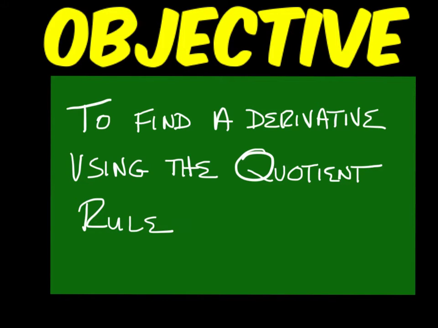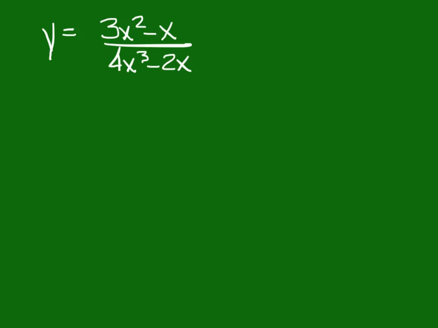To find a derivative using the quotient rule. Example number 1. You have 3x to the second minus x over 4x to the third minus 2x. To find the derivative, you're going to start with the bottom. It's the first thing you put up at the top.